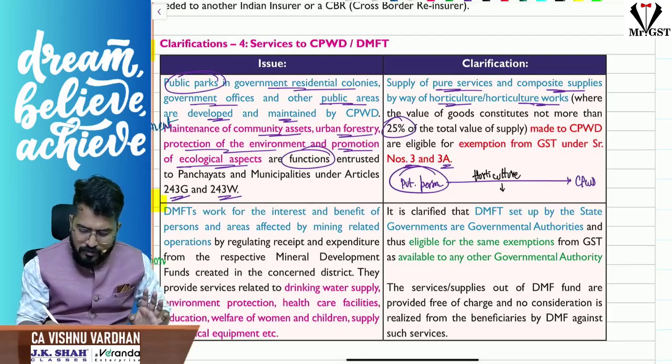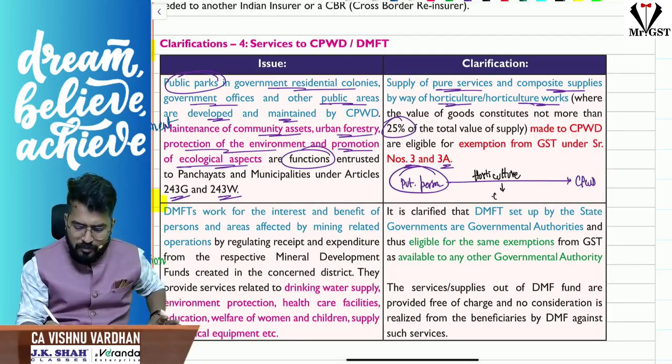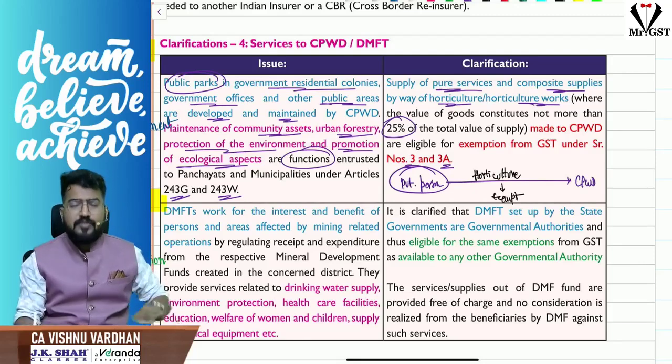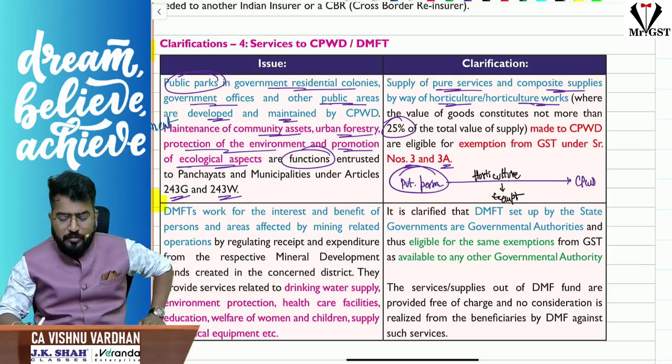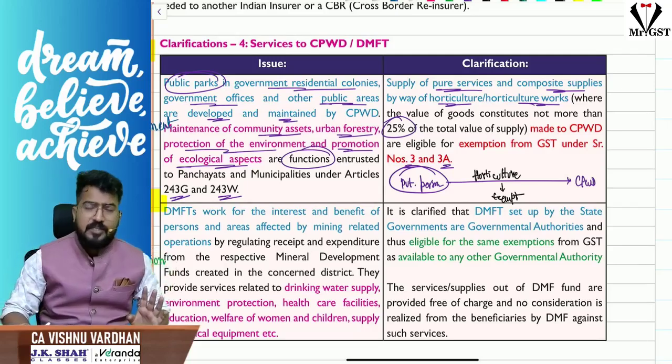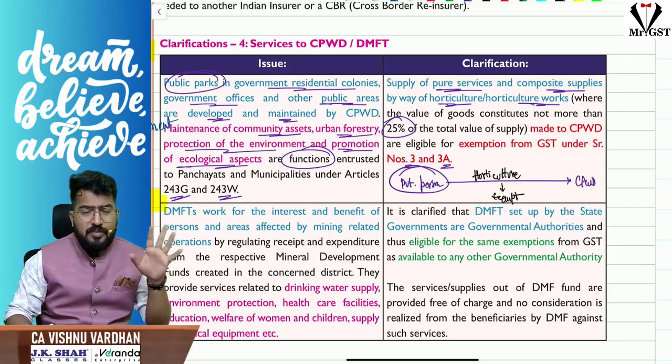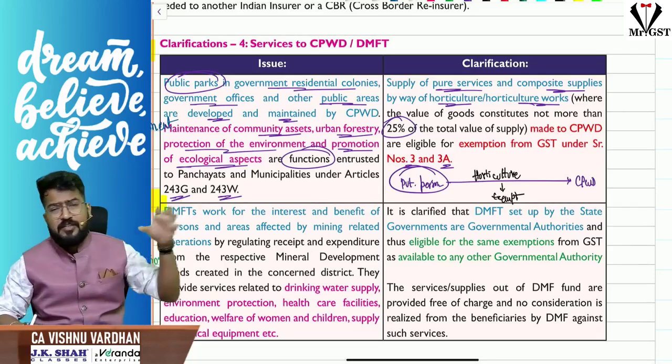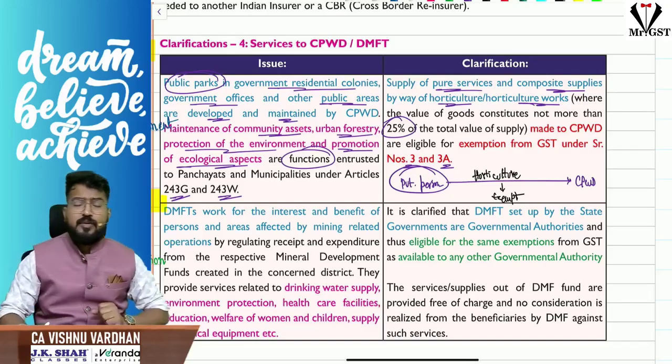So there, because it is covered under 243W and 243G, such activities, if you are providing to government departments, all that stuff, so government is exempt under GST. So this is exempt. So simple. If you remember, we have discussed in exemptions also maintenance of street lights, all that, such type of services we are providing to government, all that.